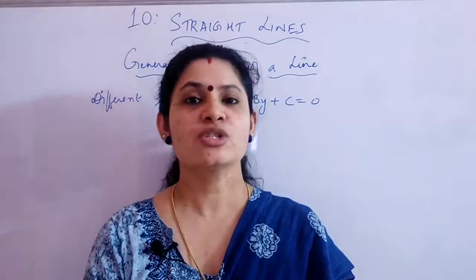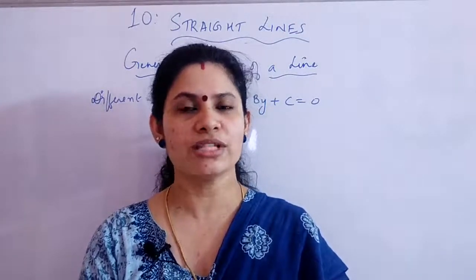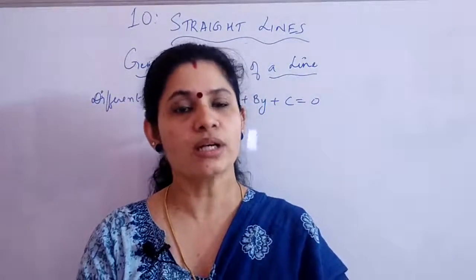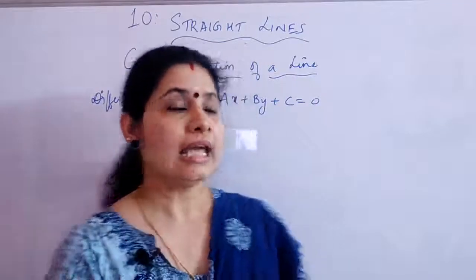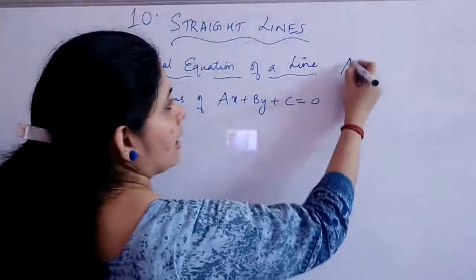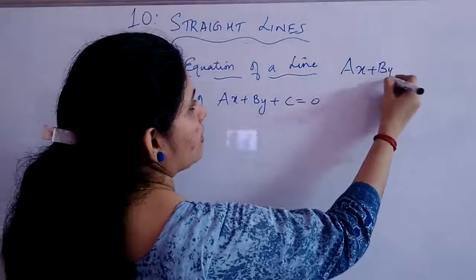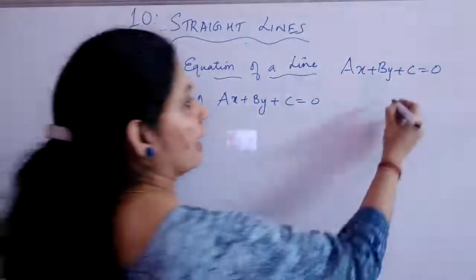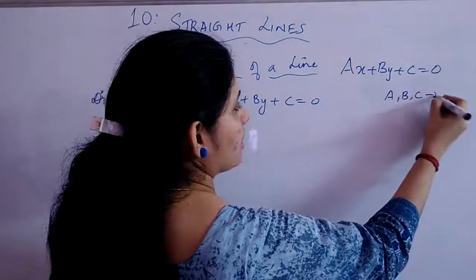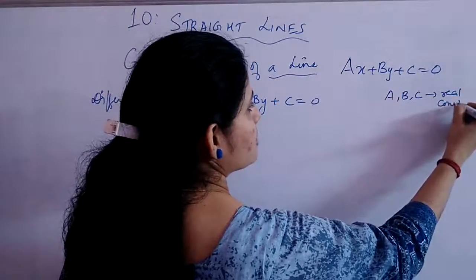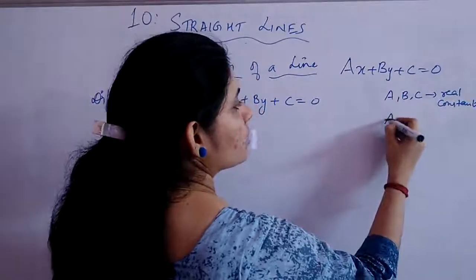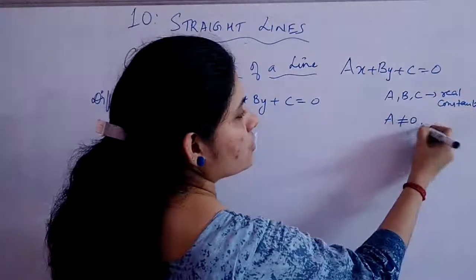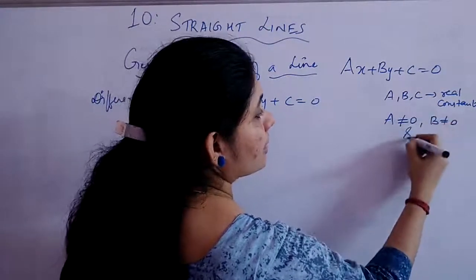Hello everyone. Today we will be discussing a new topic of the chapter straight lines, and the topic is general equation of a line. Now what is a general equation of a line? Any line of the form ax plus by plus c equal to 0 is a general equation of a line, where a, b, c can be any real constants and both a and b should not be equal to 0. That means a not equal to 0, b not equal to 0 simultaneously.